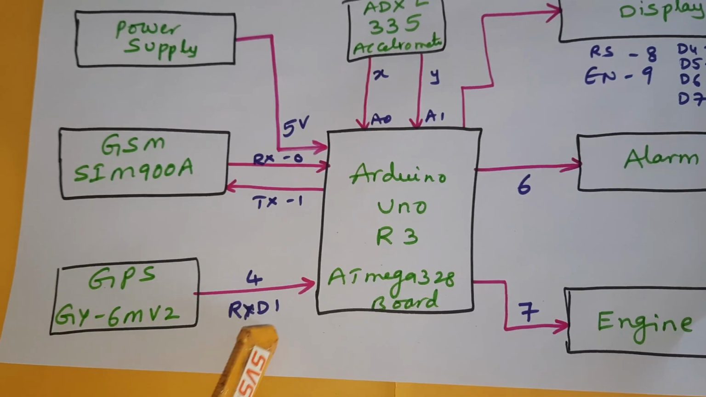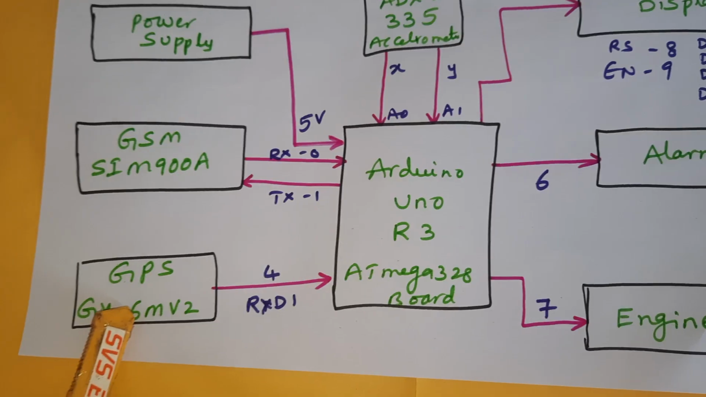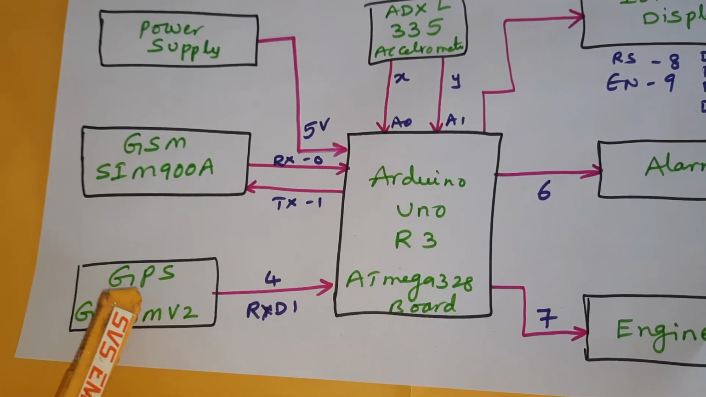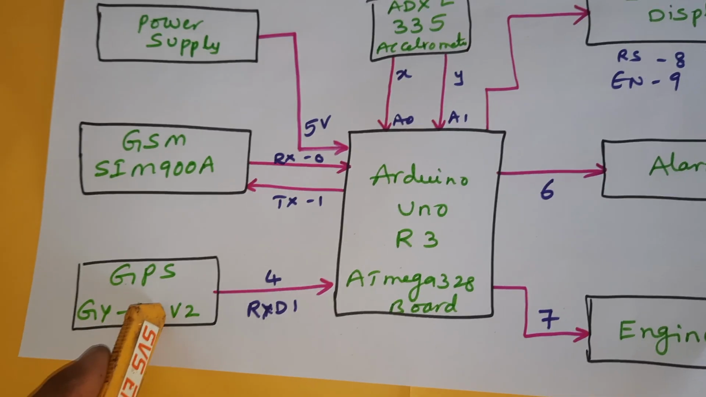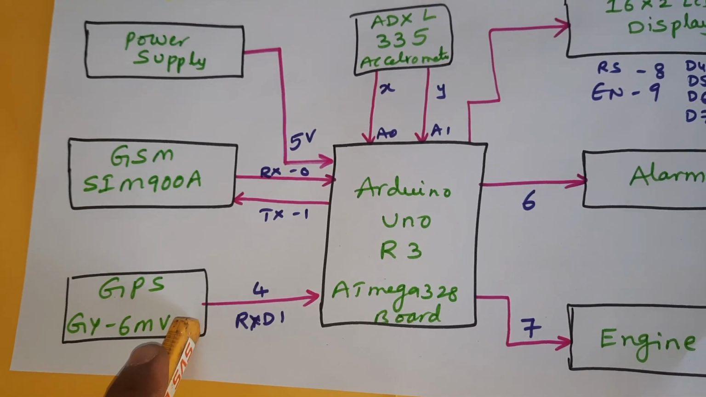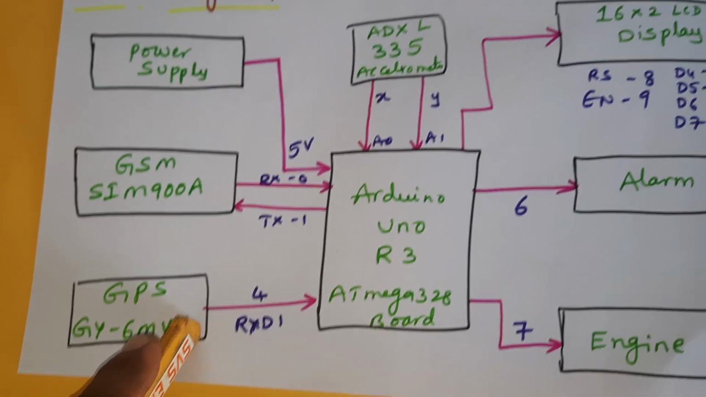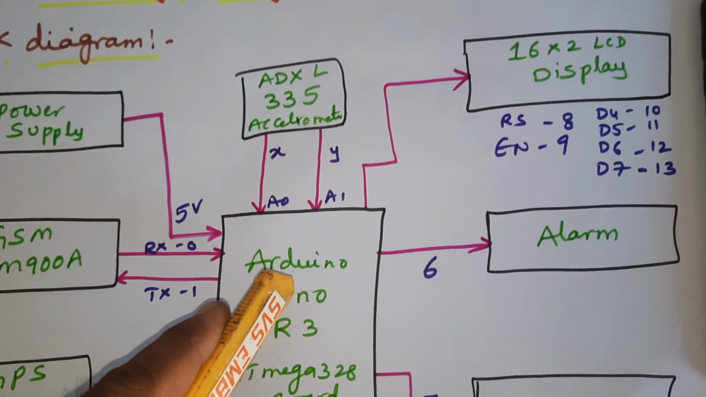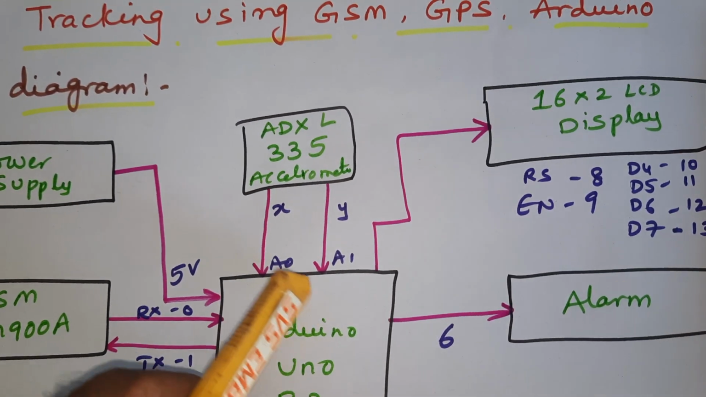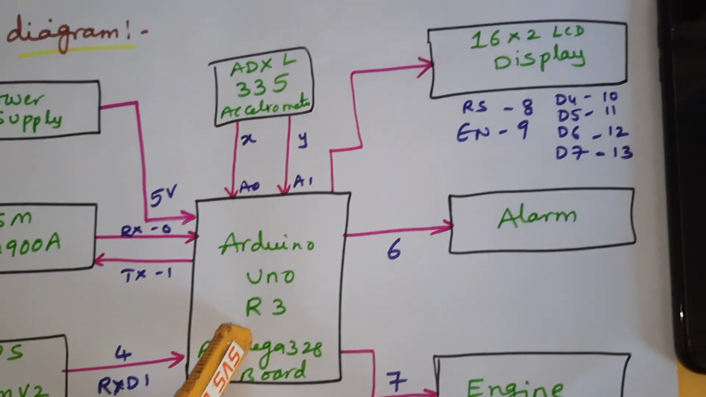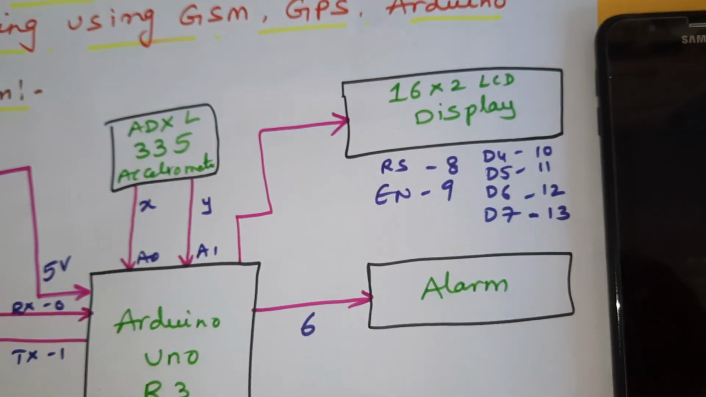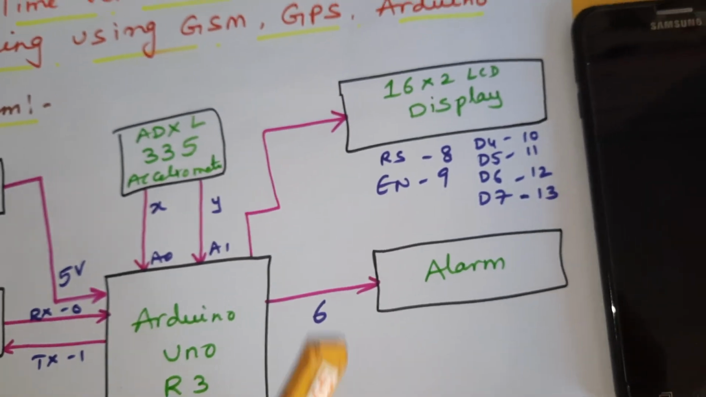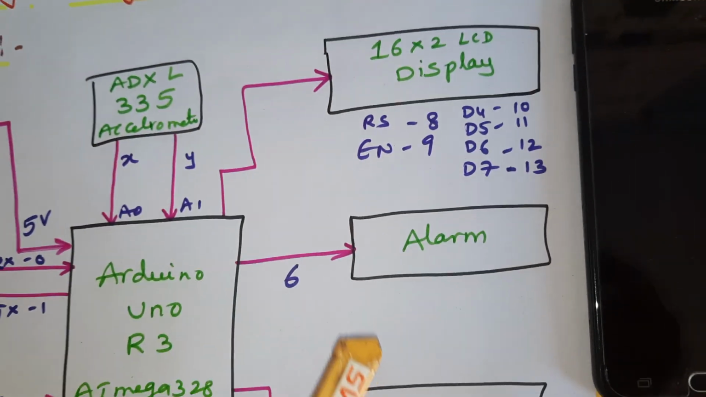For external serial communication, the fourth pin is connected to the GPS module, the GY-6MV2 GPS module. It will take the latitude and longitude from the satellite, the exact location of the place. Here we are using an ADXL335 accelerometer sensor connected to the A0 and A1 analog pins, X coordinate and Y coordinate, and a 16x2 LCD display connected with RS, enable, D4, D5, D6, D7, and pins 8, 9, 10, 11, 12, 13, the GPIO pins for the 16x2 LCD display.